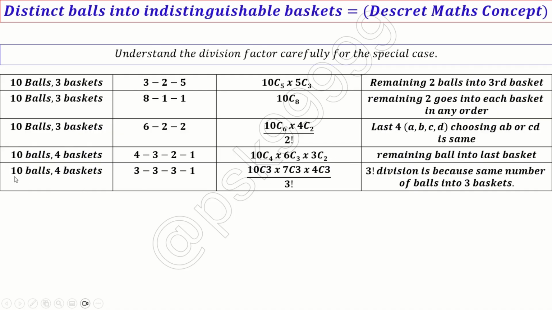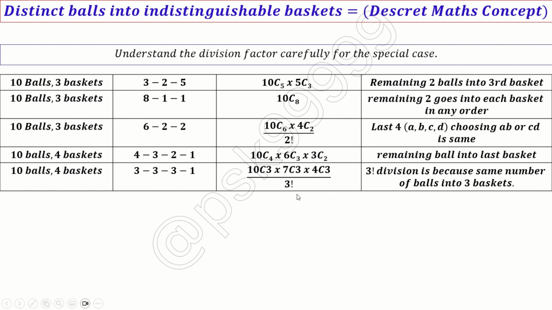That's it, done. But let's say 10 balls, 4 baskets, and 3 are identical. 3, 3, 3, 1. Now see, 10C3 into remaining 7, I will say 7C3. Remaining 4, I will say 4C3. Remaining 1C1. But there is a repetition of 3 bags having exactly the same number of balls, which means 3 factorial repetitions are covered. Correct? So this 3 factorial I have to divide.